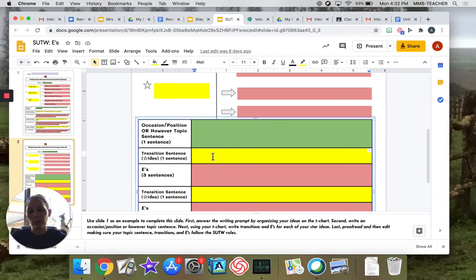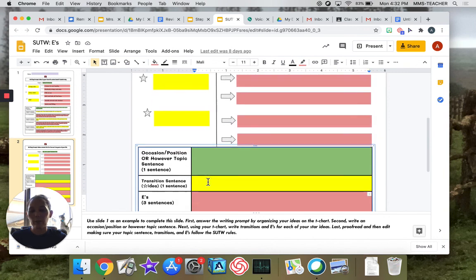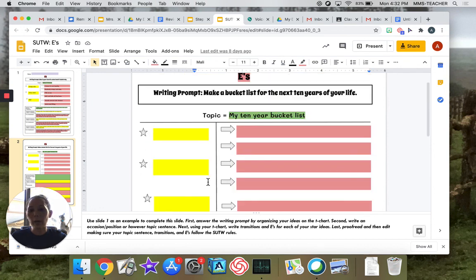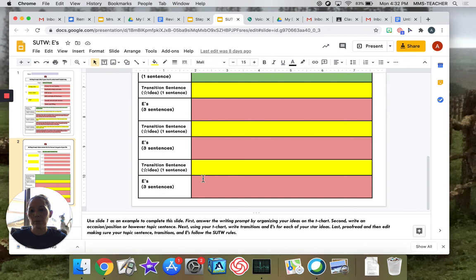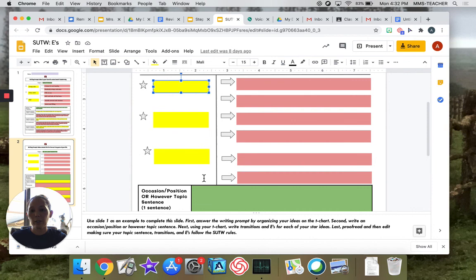Make sure you have your transition word, you have a star idea, you refer back to your topic sentence in your transition sentence, and then make sure you go on to your E's here. Please be sure that it's 3 sentences long and that you have explained, looking back at your T-chart, your star idea. Okay? It'll explain and give examples and elaborate on why you chose those items as your bucket list items. Okay? So you're going to do that for all 3 of your bucket list items.